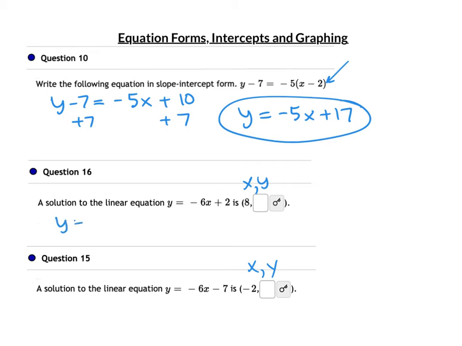So this becomes y equals, we're going to plug in x is 8. Negative 6 times 8 plus 2. Negative 6 times 8 is negative 48. Or negative 48 plus 2 is negative 46. So our answer in the box is negative 46.